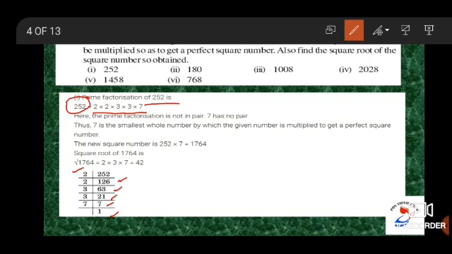Here the number 7 alone is not in pair. So, what is the meaning? 7 is the smallest whole number by which you have to multiply the question, that is 252, multiplied by 7. That will give you the result 1764. You have to find the square root of 1764 also. So, square root of 1764 is equal to 2 into 3 into 7, that is equal to 42.